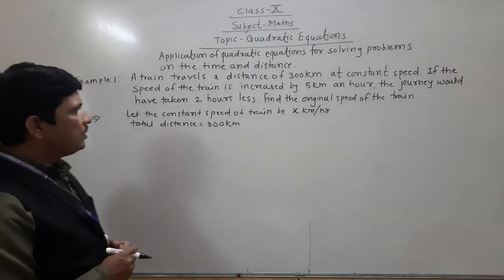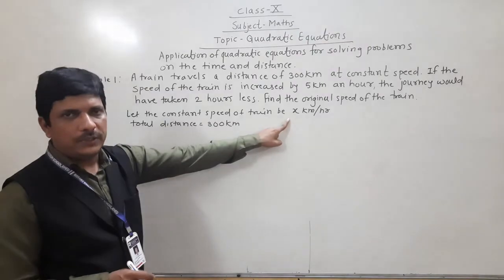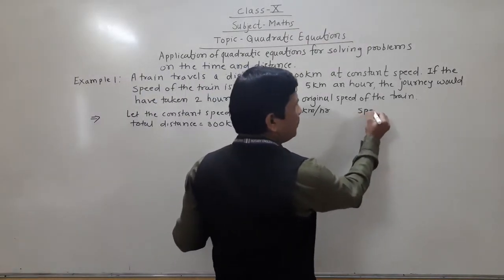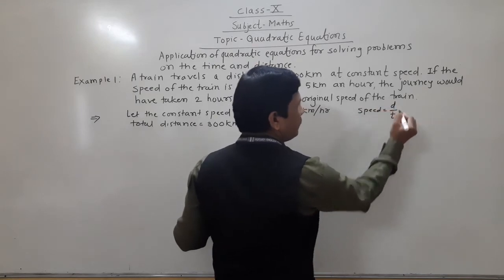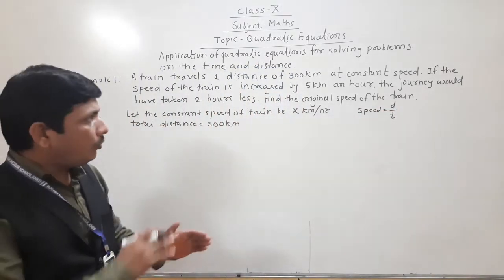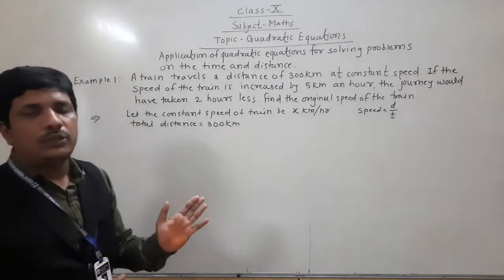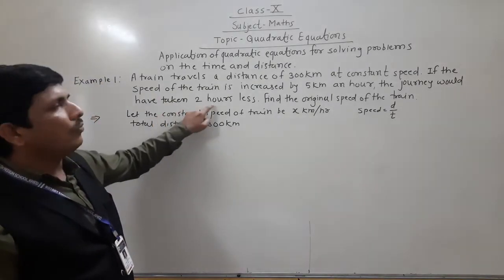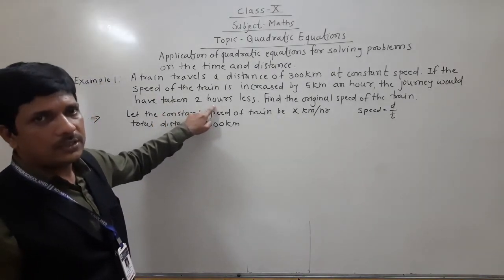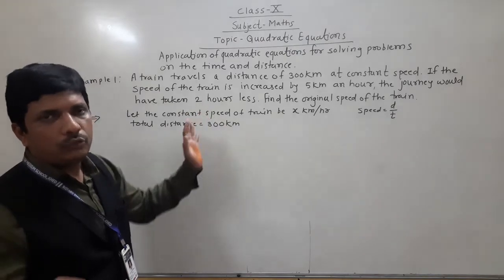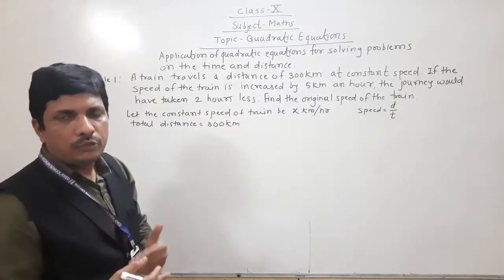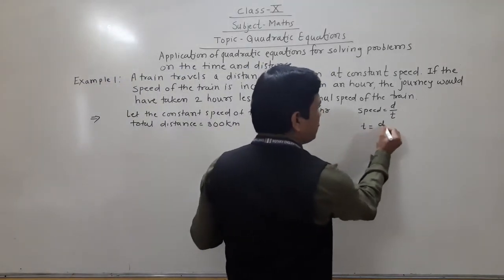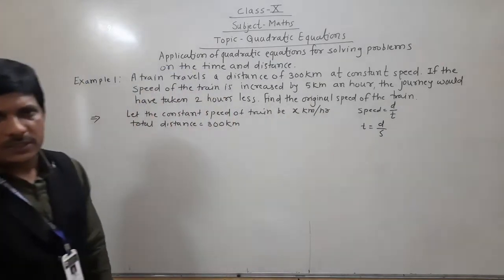Now see which things we have. We have speed and we have distance. Speed is equal to distance upon time. Now all these things we need to convert in terms of time, because 2 hours is given, so all the units we have to bring under this. We need to make units set. So what we will do? Time is equal to distance upon speed.